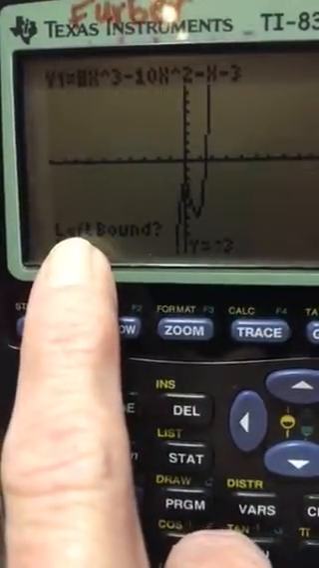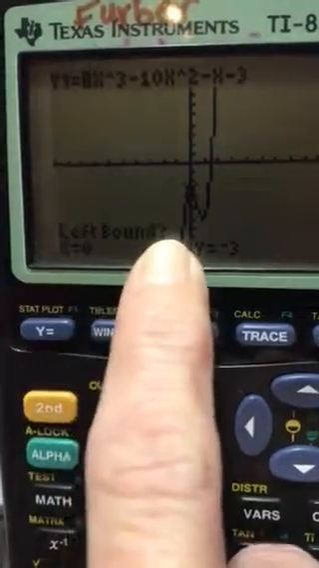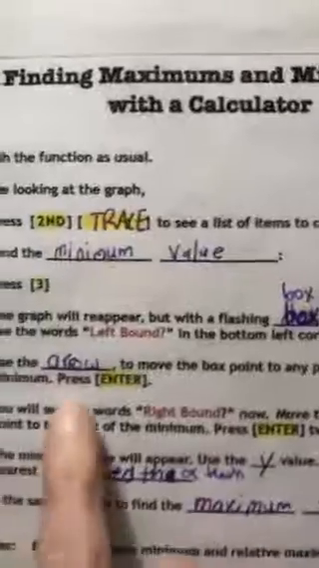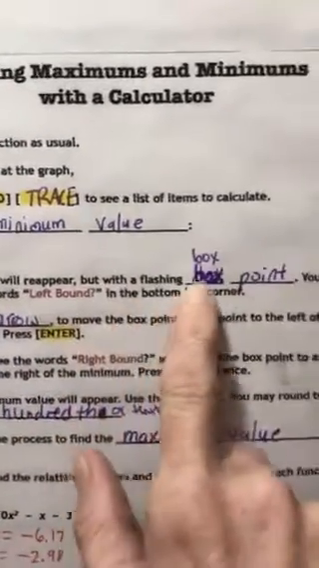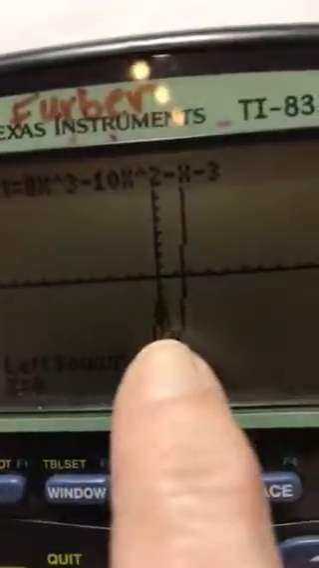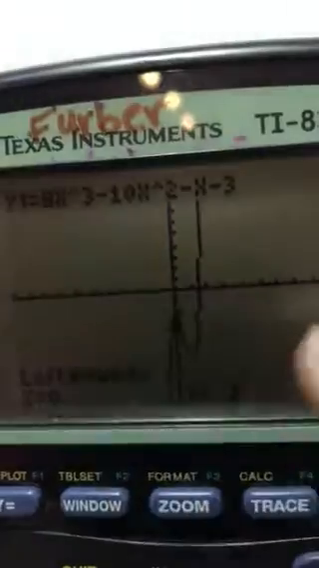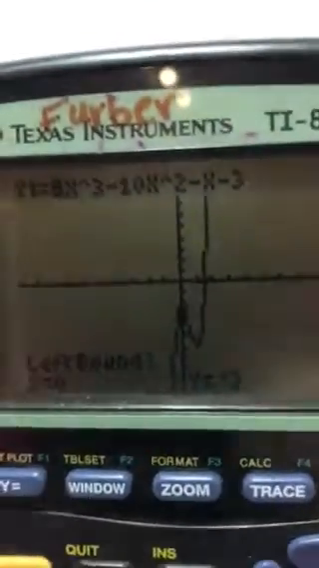So notice that these words appear. It says left bound, and there's a question mark. Here's the silly thing, okay? The graph has reappeared, but this time there is a box point and it's flashing, okay? If you look really carefully, you can see it. It's a box and it's got these lines poking out of it, almost like rays of sunshine, and they're flashing, okay? So they're flashing.